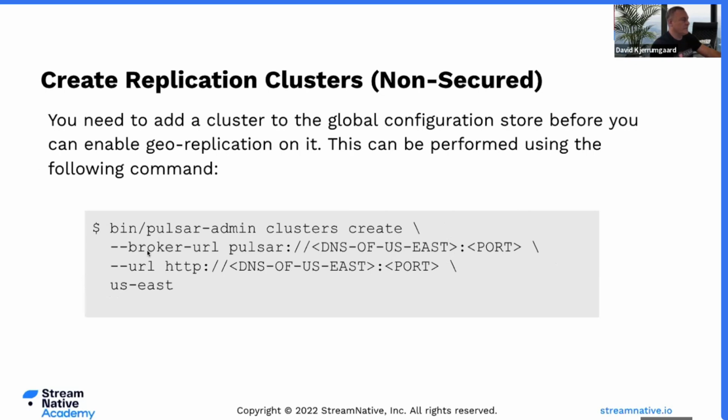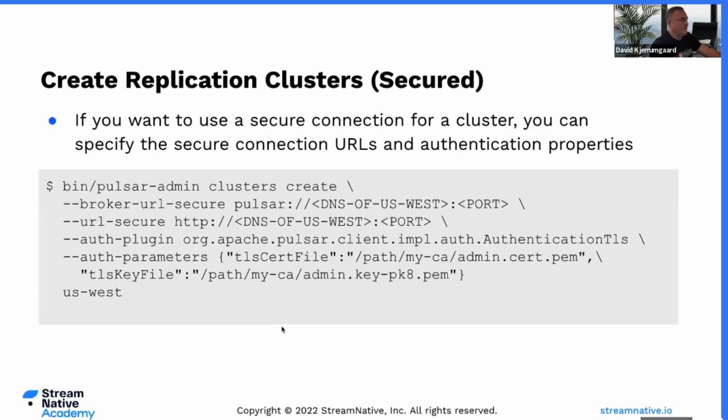So again, this is the plain text, non-secured information. If you need to, and you probably want to use a secured cluster, obviously you're doing geo-replication, these are going to be production clusters. They're most likely secured. So you use a different switch for that. You specify the secured broker endpoint. Again, this would be like 6651. This would probably be pulsar+ssl. Similar for the endpoint, this is probably going to be HTTPS, not HTTP, and it's going to be port 8443 rather than the port 8080 that's typically used.